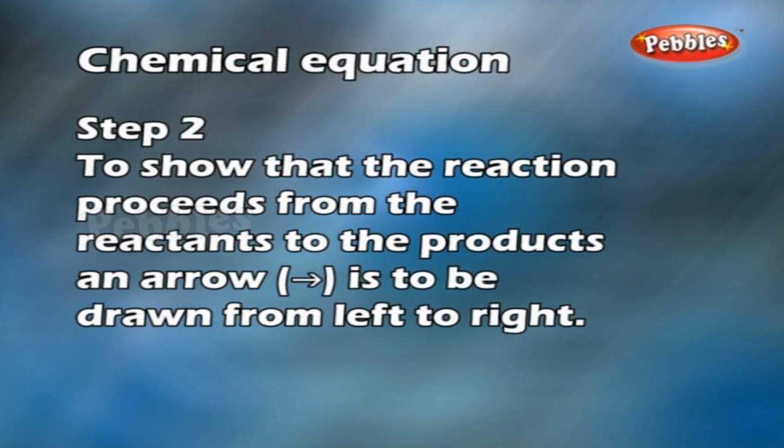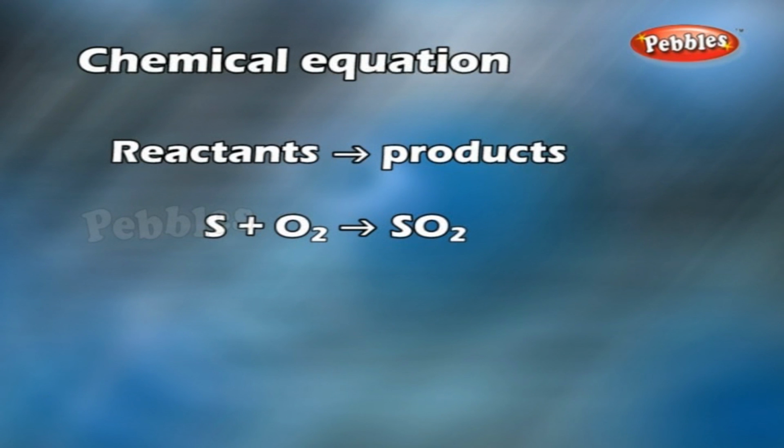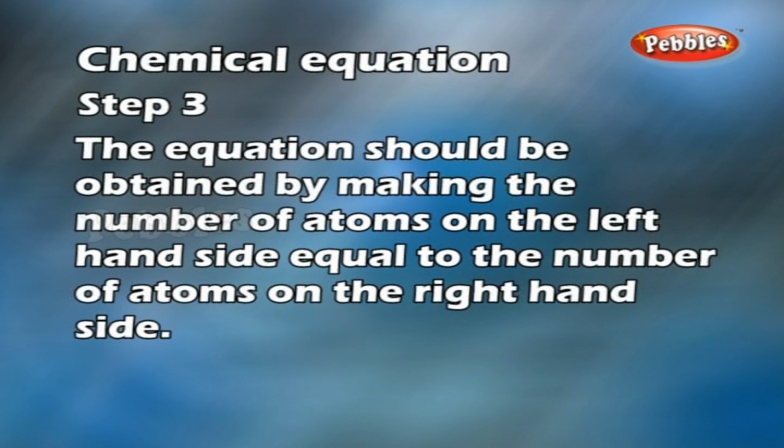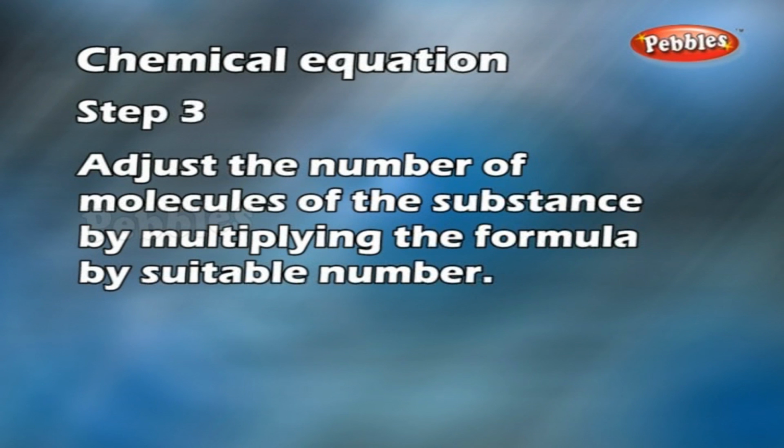Step 2. To show that the reaction proceeds from the reactants to the products, an arrow is to be drawn from left to right. Example, reactants give products. Sulfur plus oxygen gives sulfur dioxide. Step 3. The equation should be balanced by making the number of atoms on the left-hand side equal to the number of atoms on the right-hand side. Adjust the number of molecules of the substance by multiplying the formula by a suitable number.